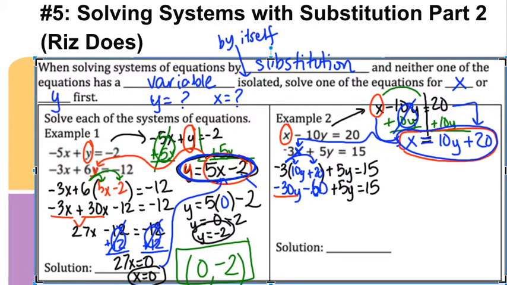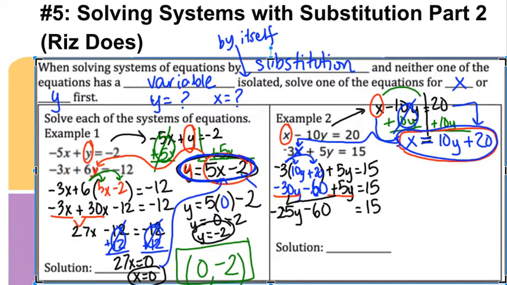I see any like terms I have. I see negative 30y and positive 5y. So I'm going to bring those together. So that's like negative 30 plus 5. Since they're different signs, I'm going to subtract and make that negative 25y. Bring down my negative 60 equals 15.